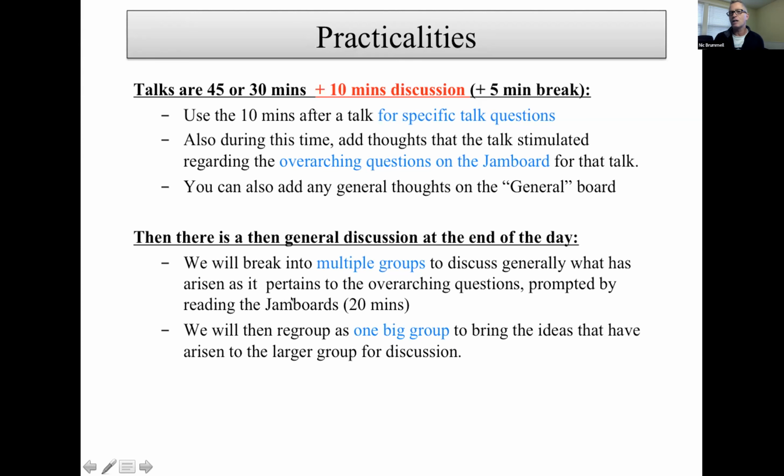At the end of the day, we're going to have a more general discussion. We're going to break into multiple groups and look over the Jamboards and talk about what's been in our heads for the day. It's not very long, only 20, maximum 30 minutes, just for people to get together and chat about what they think are the overriding principles that have come out of the day. Maybe we would try and cluster ideas, and pick out the main things that come out of that. And then we'll regroup as one big group to once again go over those ideas and pick out the main things of the day. So that's pretty much how it's going to work.